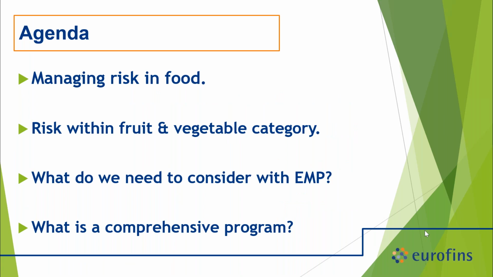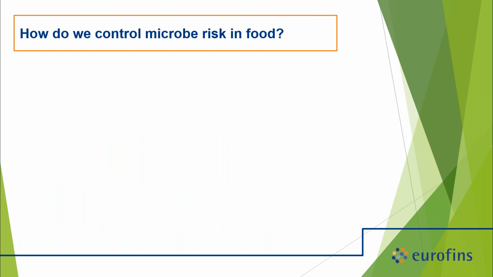With that, we'll get kicked off here on our agenda. Before we get into how we design an environmental monitoring program specifically for produce, we have to start by thinking about how we approach risk in food and managing microbial risk in food, as well as the produce industry. We'll then incorporate that information into how we design a better EMP program and what we're really doing with that EMP program to get a comprehensive program. So that's what we're going to attempt to do. If you have questions, please do fill them out while I'm going, and we'll address them, as Amy said, at the end of the presentation.